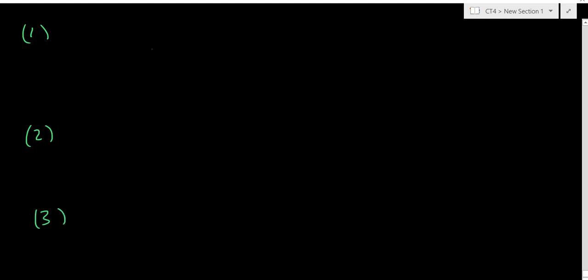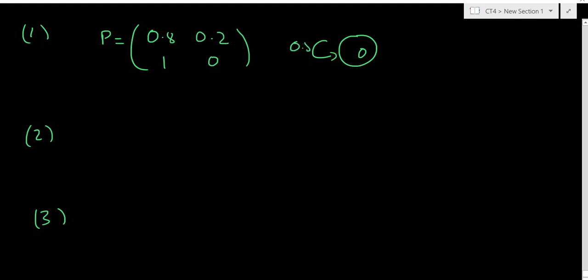Let's say in the first example we have a process which is given by a transition matrix with entries 0.8, 0.2, 1 and 0. Okay, let's say this is the transition matrix. So the transition diagram would look somewhat like this. For state 0, going back to state 0 has probability 0.8, and going to 1 the probability is 0.2. From 1 to 0 it is again 1.